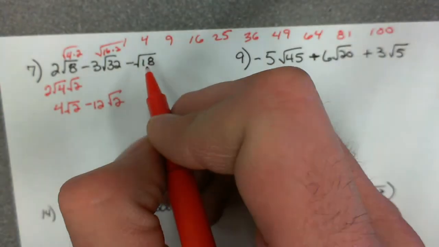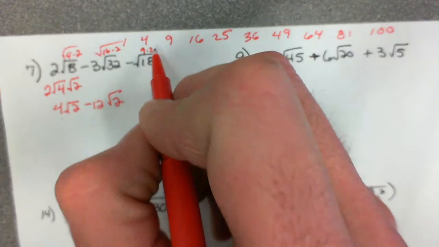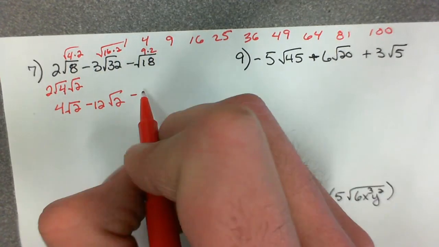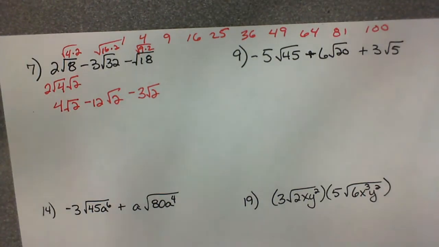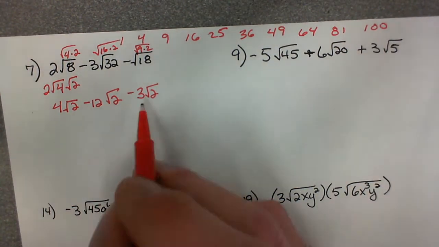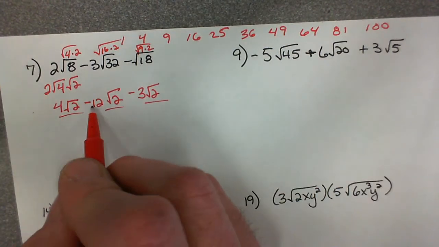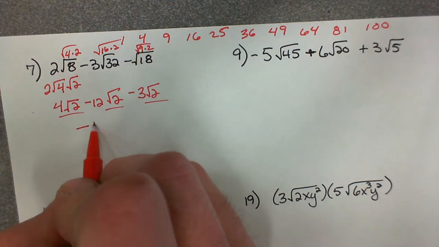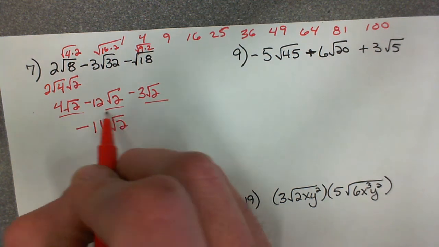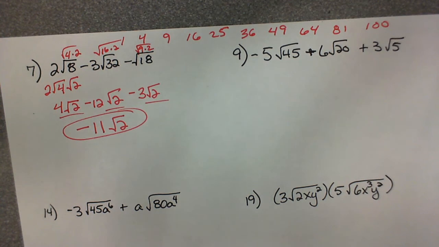18, if we divide 18 by 2, you get 9. 9 is a perfect square. So square root of 9 is 3 square root of 2. Okay. Now, all of those are square roots of 2. So we can combine all these together. 4 minus 12 is negative 8, minus 3 is negative 11, square root of 2. So there's problem number 7.